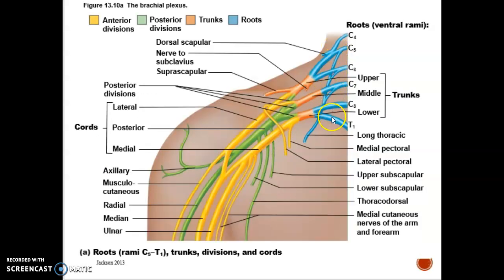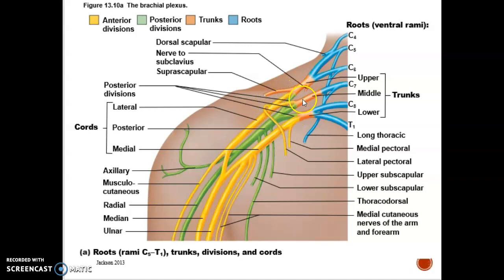Over here in blue, we have the roots. This is what's coming directly off of our spinal nerves. Then if you'll notice, they come down and they turn into these three different trunks. The three trunks are then going to split into two divisions. There's an anterior division and a posterior division. Notice that they branch and they go in different directions and they're all connected. That's a really good thing.